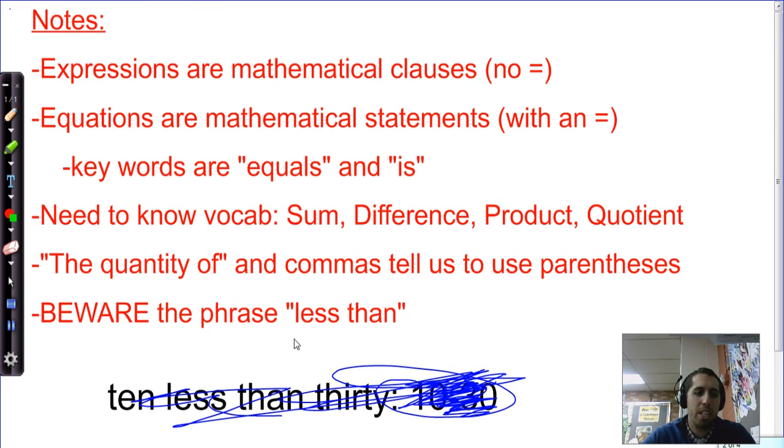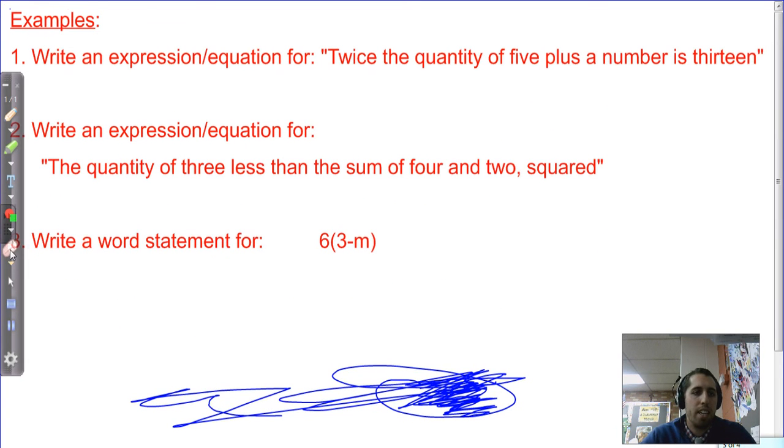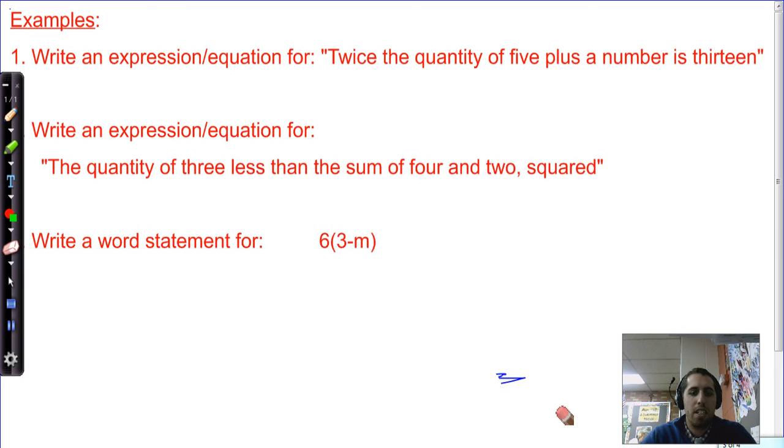It can be pretty tricky, and I don't want you guys to get caught up. So let's go to some examples and see what they're going to ask us to do and what we should be able to do with this sort of information.